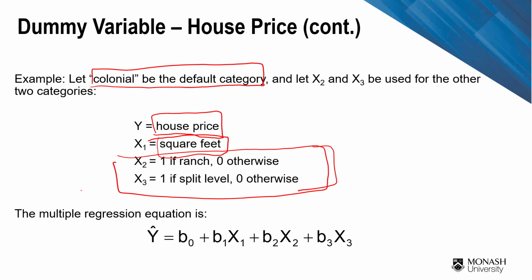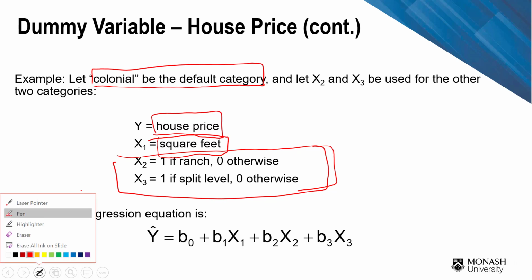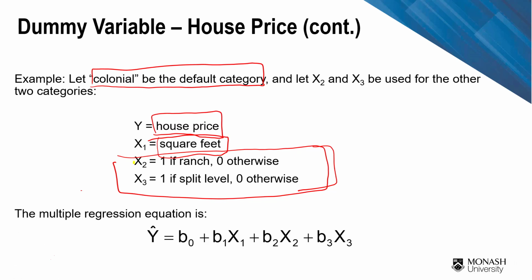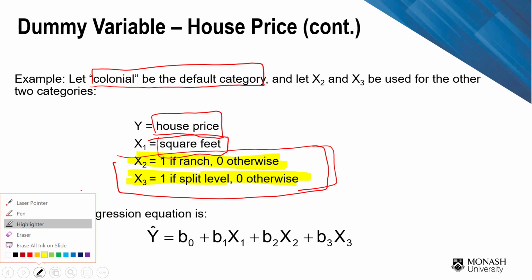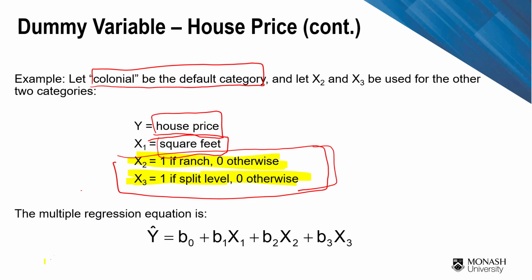Actually, I'm going to highlight this if possible. Highlighter. All right. So there you go. This is the one in yellow, which is actually what the dummy variable is. Let me change that to pen. All right. So make sure that this is how you are doing it.